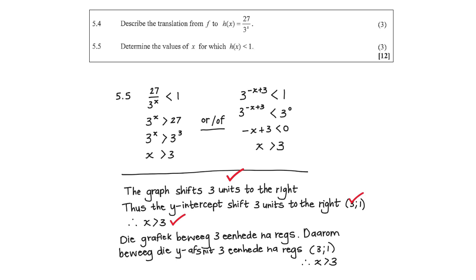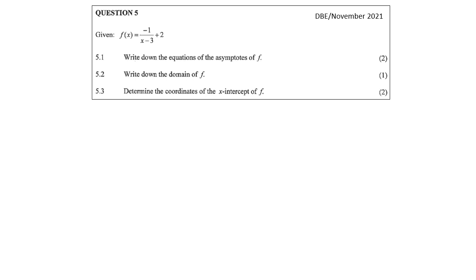Question 5.5 was linked to question 5.4 and a lot of students failed to realize that, so they opted for the algebraic solution to this question and then they made an error of writing x smaller than 3 instead of x bigger than 3. We are now going to look at question 5 of the November 2021 question paper. Students scored an average of 77% for this question.